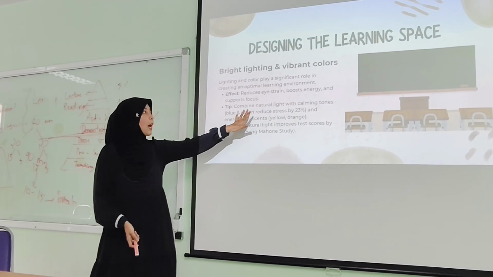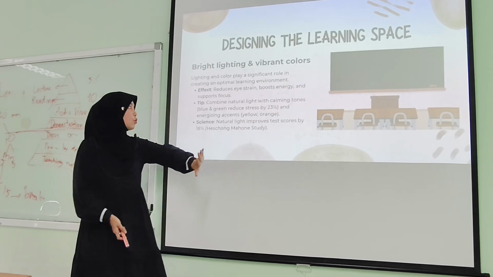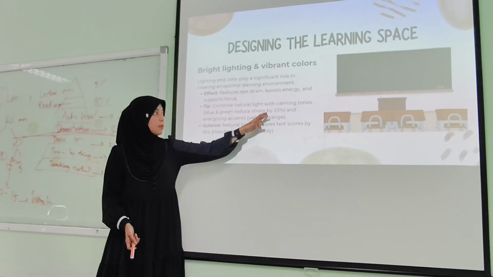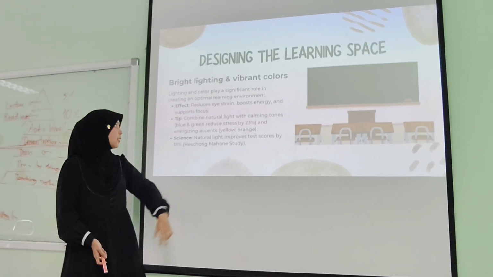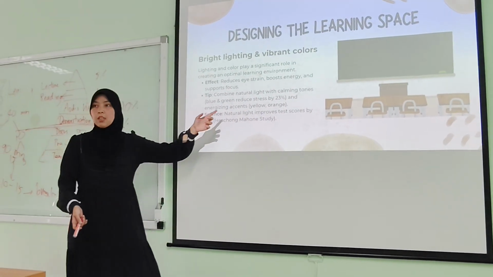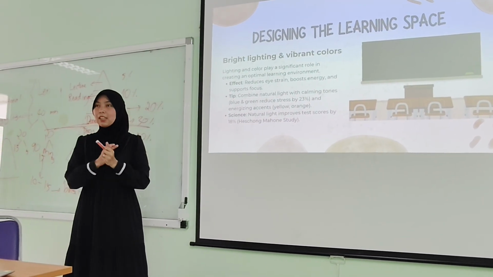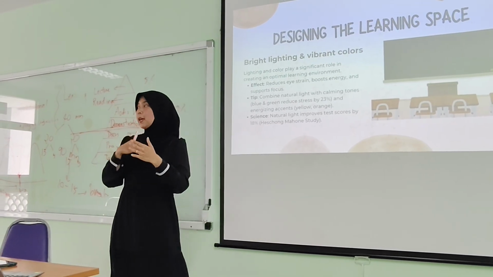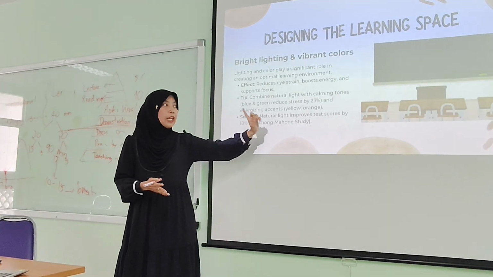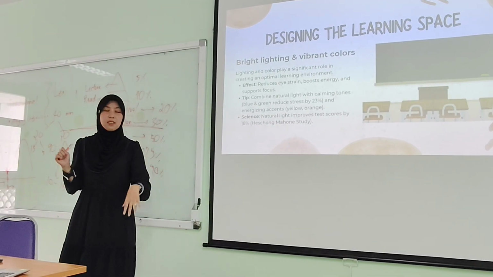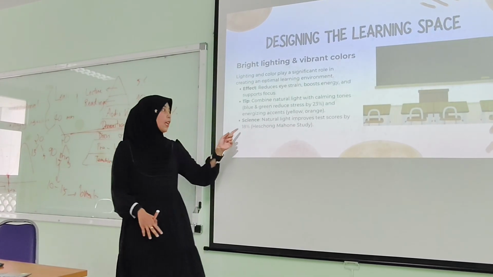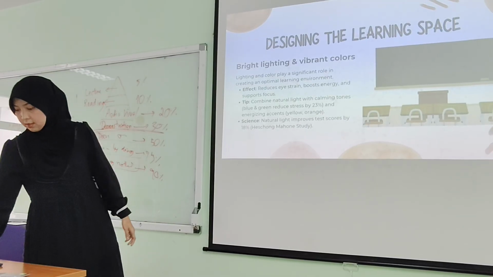And the tip: combine natural light with calming tones, for example blue, green, reduce stress by 23%. And energetic accents like yellow and orange. So it's not just bright color. We can combine light colors, maybe blue or green or yellow or orange. It depends. The science shows natural light improves test score by 16%. No, 18%.